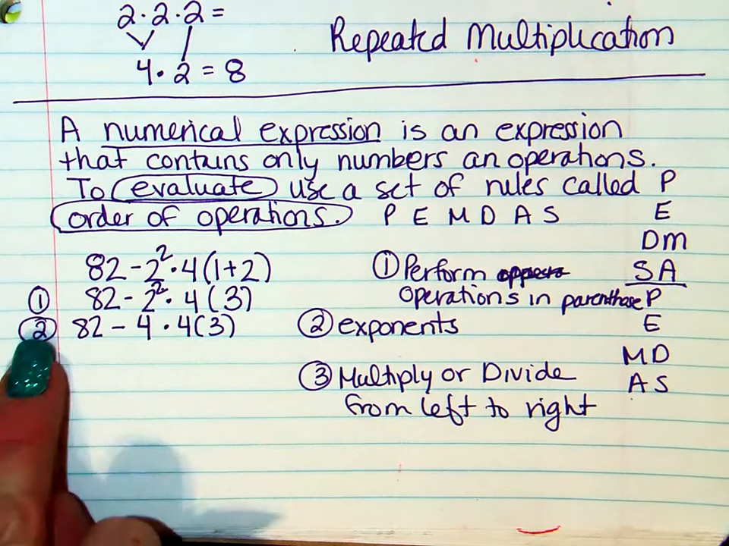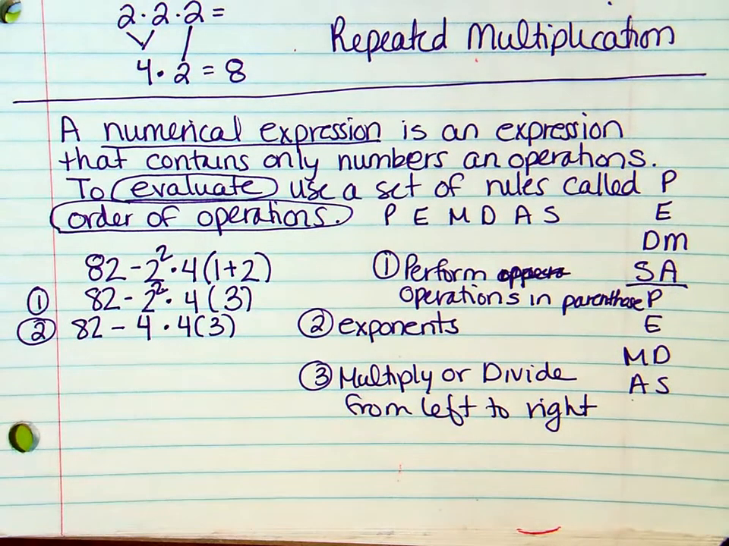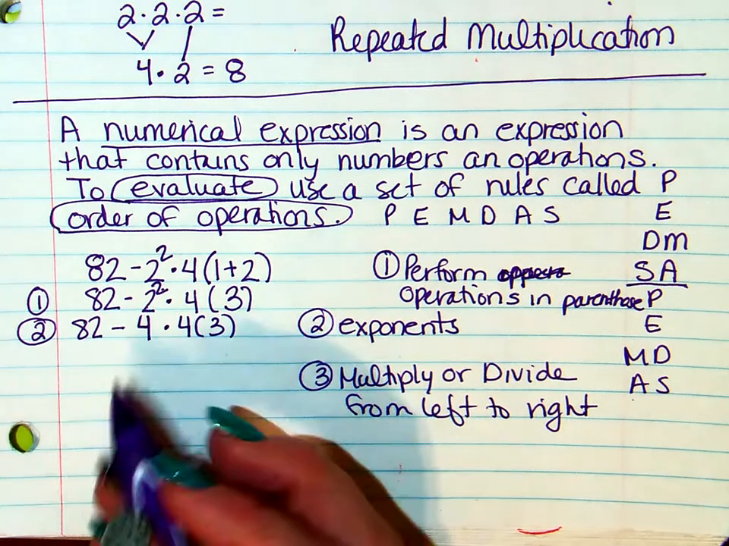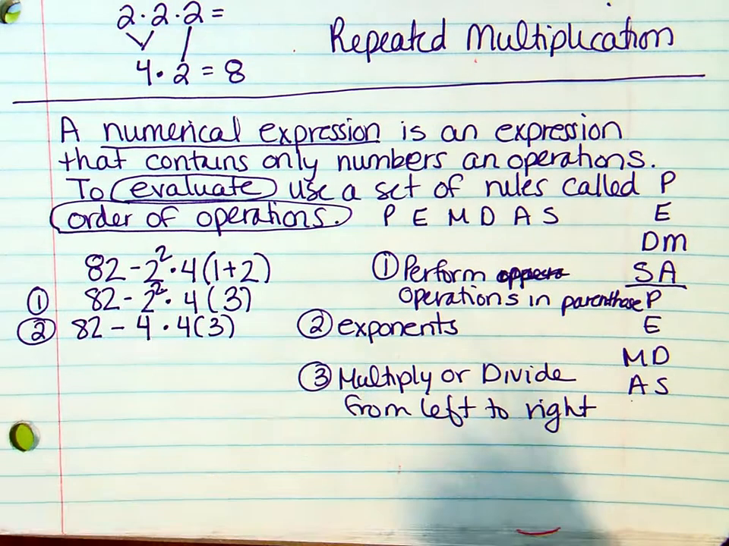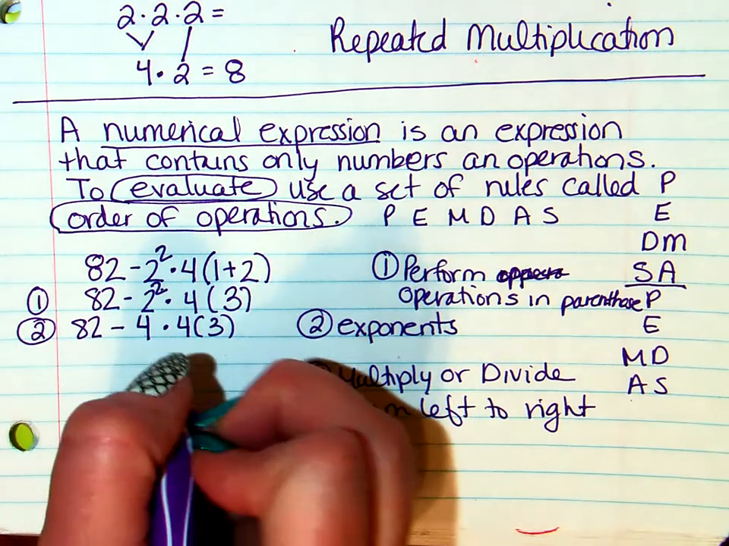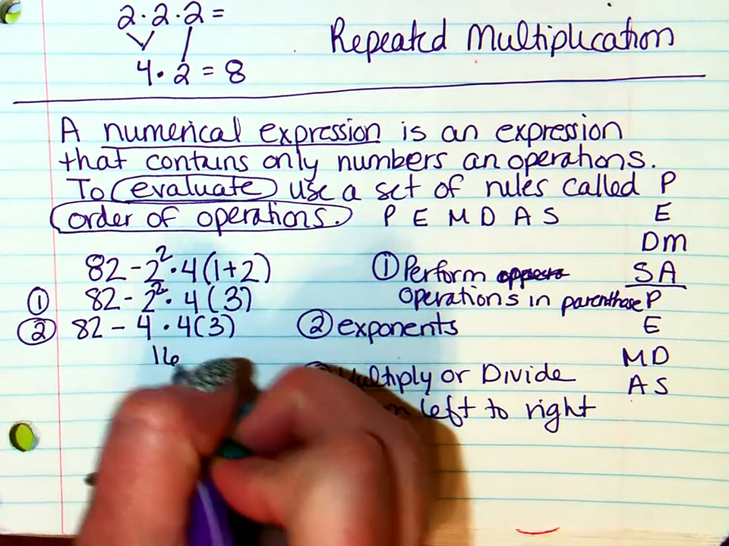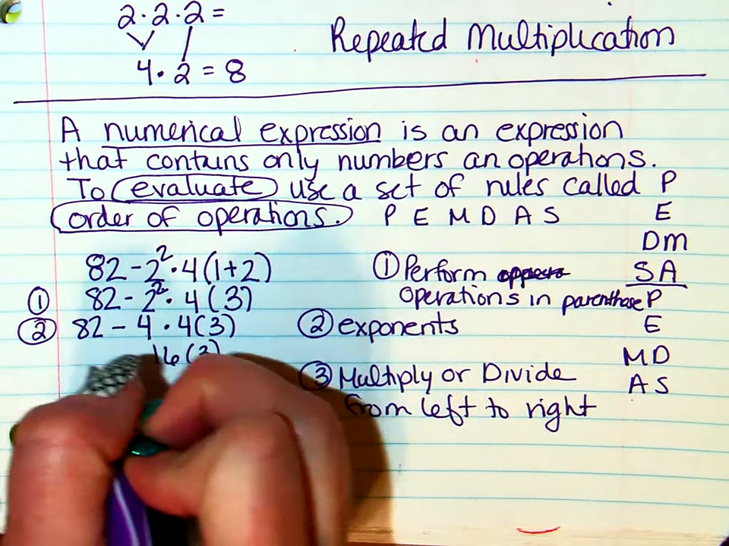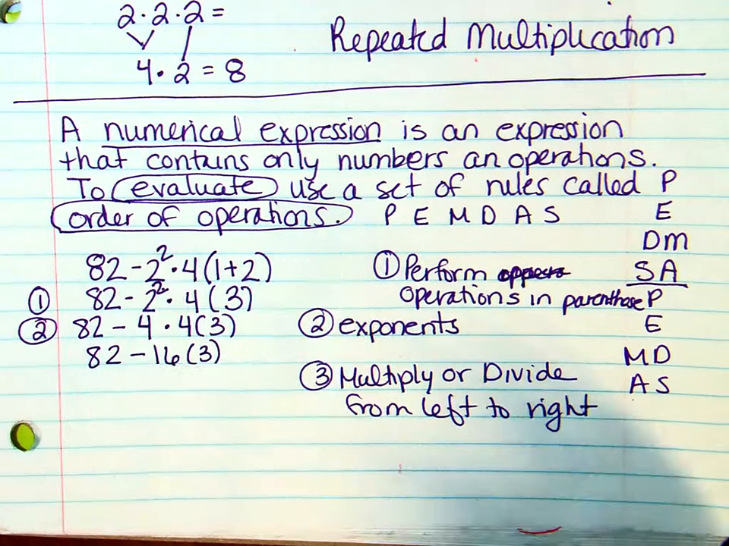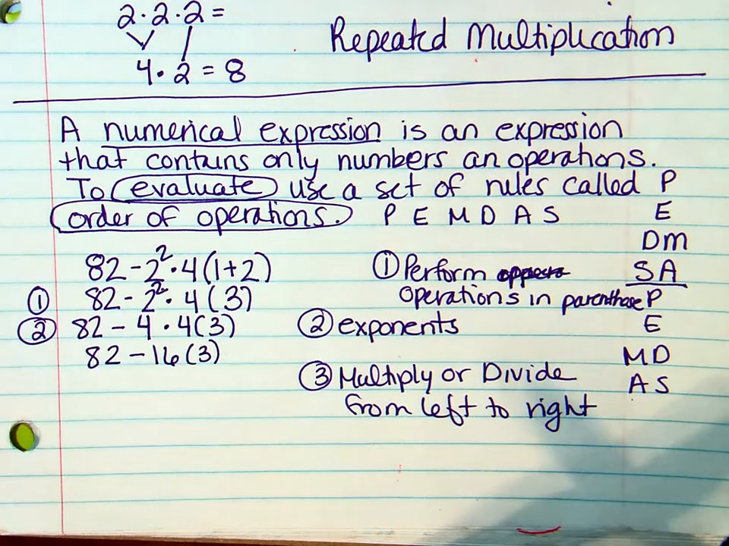Okay, so from this side to this side, whatever you come up with first, you're going to multiply or divide. Okay, so we have 82 minus 4. That's not good, but 4 times 4, there's a multiplication problem. 4 times 4 is 16. All right, now, we're not done yet.